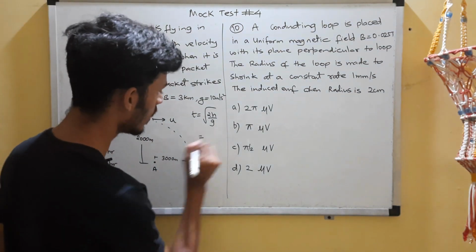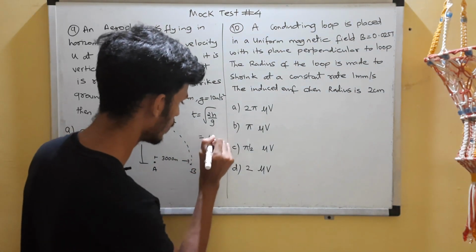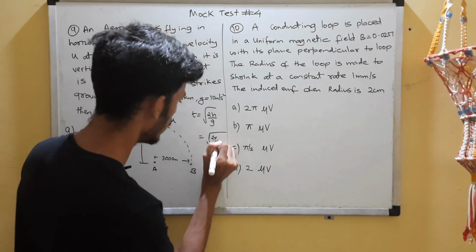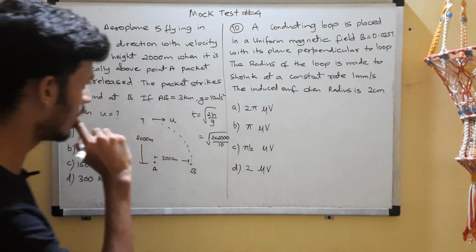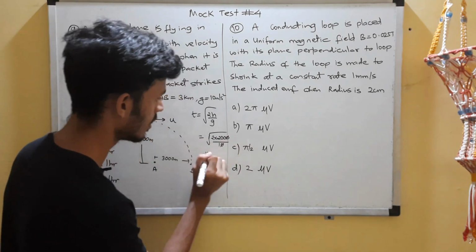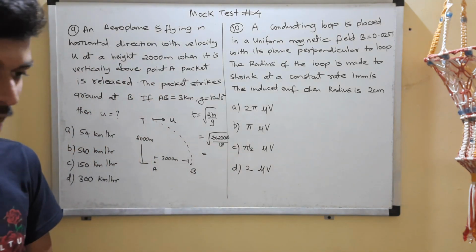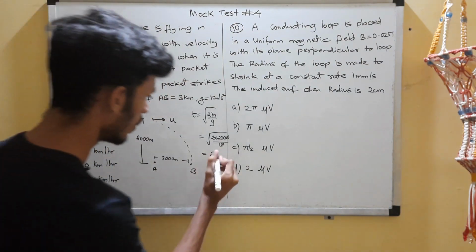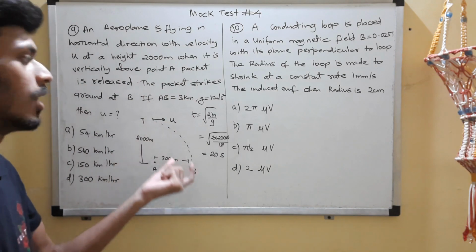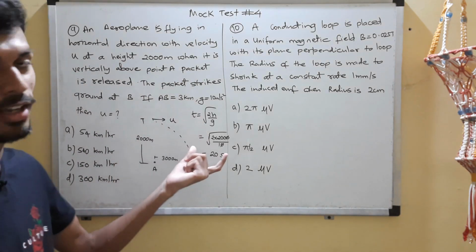So this will give you 2h, so 2 times your height, which is 2000, divided by 10, since g is 10. This and this will cancel. 2 times 200 is 400, and the root of 400 is 20. So the time taken for the packet to fall is 20 seconds. This is the time taken in the y direction.